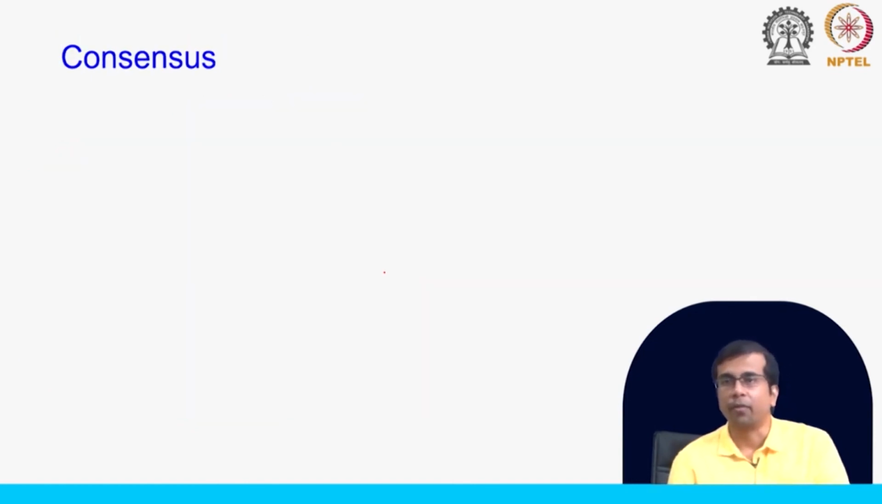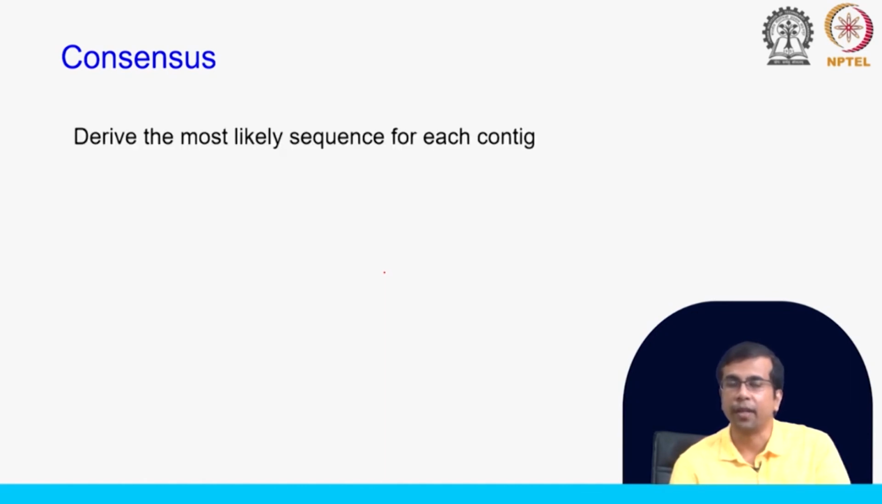The third step we have not talked about is the consensus step. So overlap and layout, these two steps are done. Layout actually will give you the reference genome. The consensus step is to derive the most likely sequence for each contig.